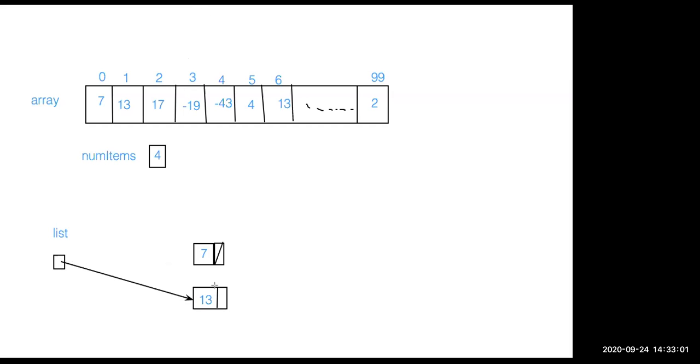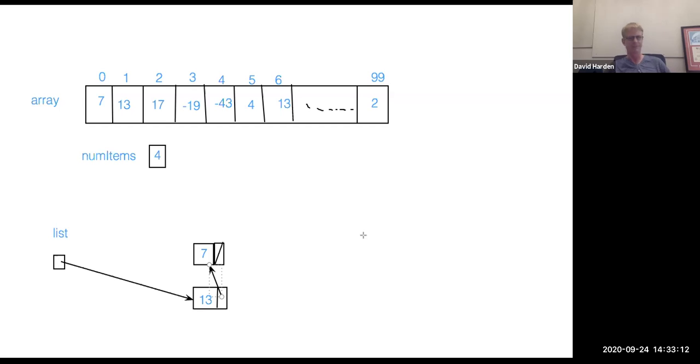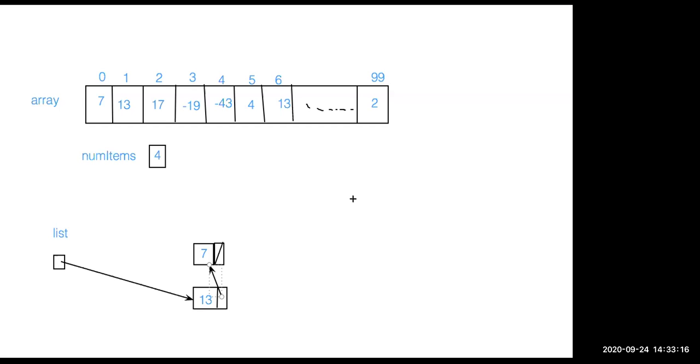In code, though, would it work the other way? Like you'd have to make the 13 node's next pointer equal the head pointer and then repoint the head pointer to the 13 node? Correct, yes. Okay. Yes, I did that backwards from how we'd have to do it in the code. Okay, I just wanted to make sure. Good point.